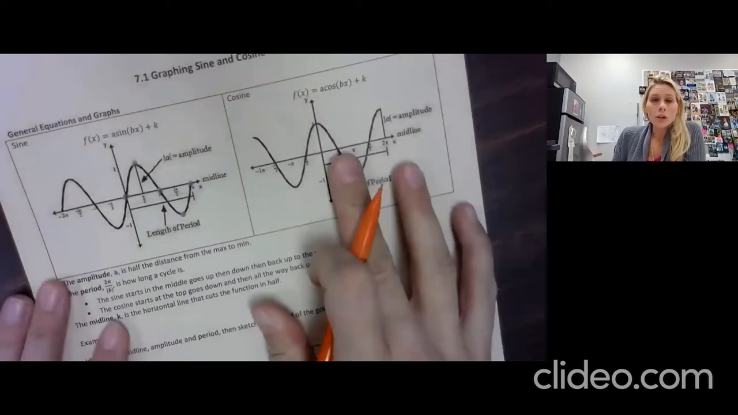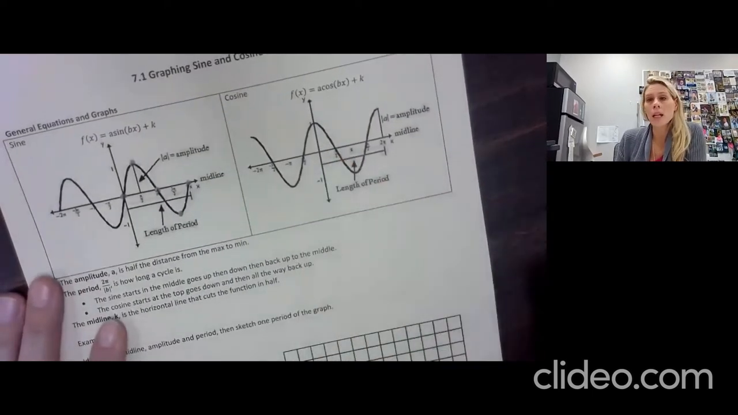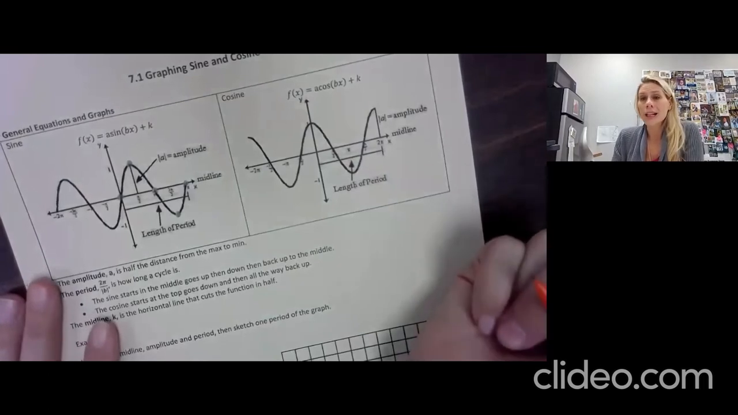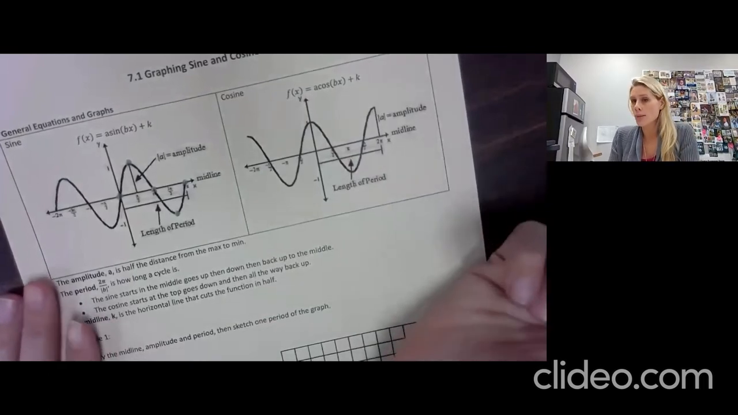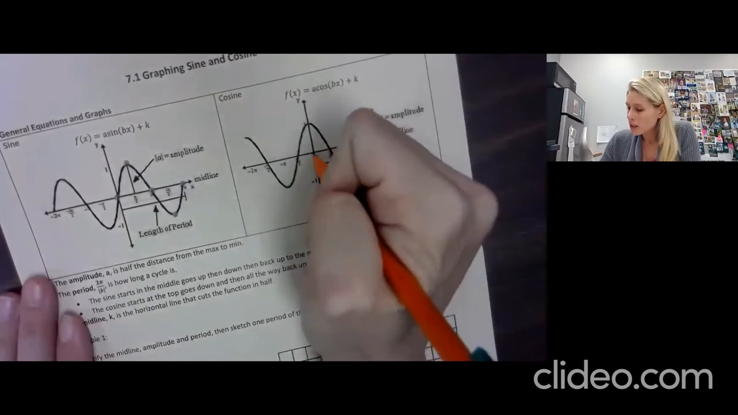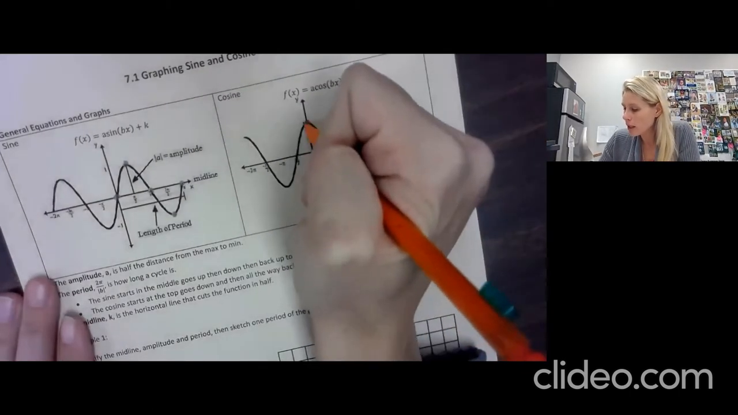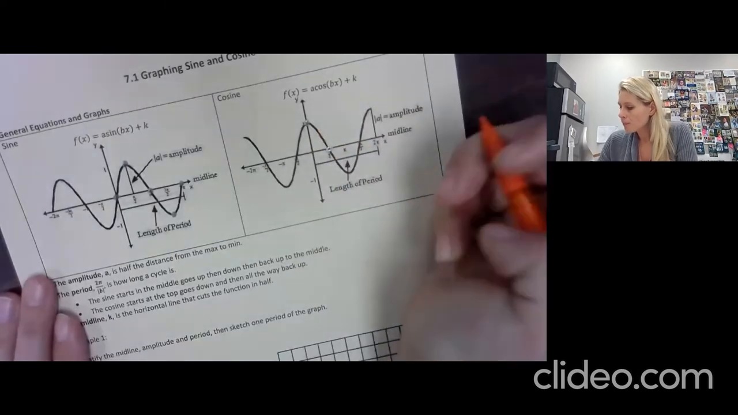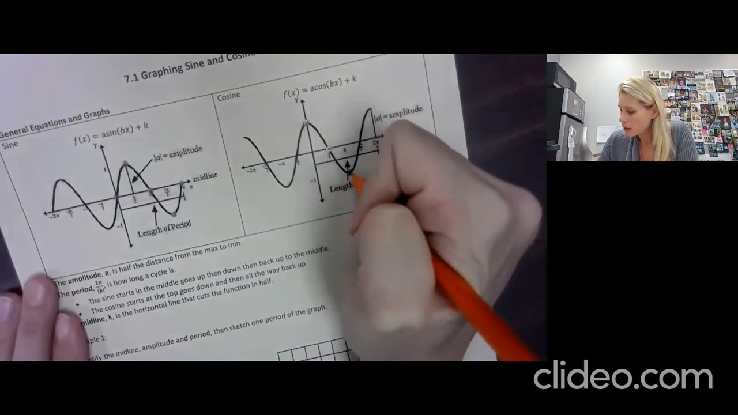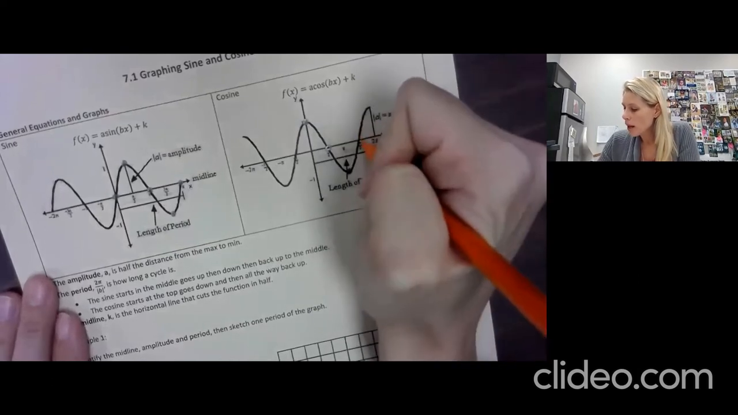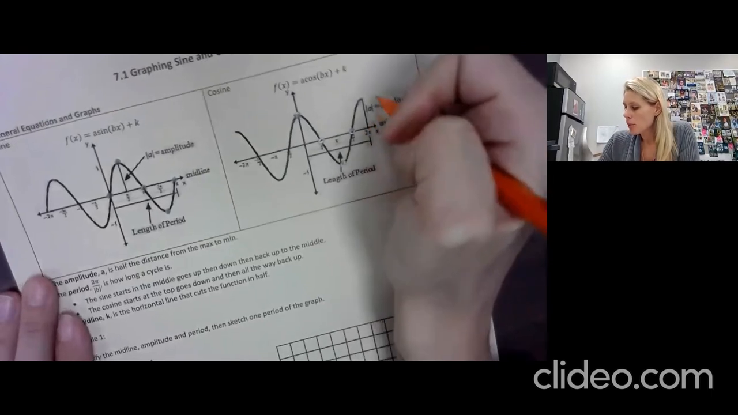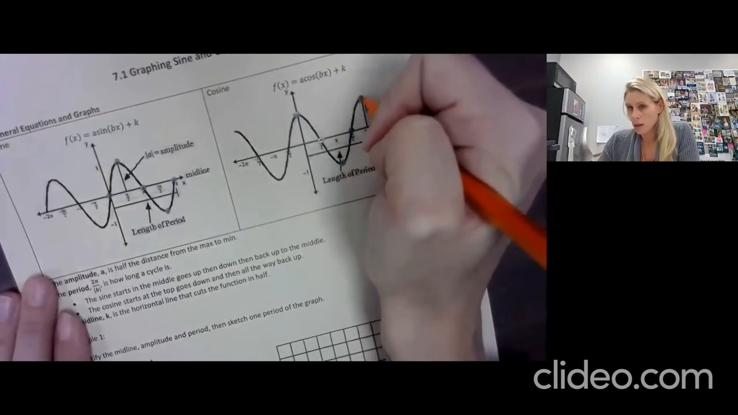If we look at cosine, you see the same thing, except we have to remember that on our unit circle, cosine is the first coordinate of that coordinate pair. So at 0, cosine is 1. At pi over 2, cosine is 0. At pi, cosine is negative 1. At 3 pi over 2, cosine is 0. And at 2 pi, we are back at 1.